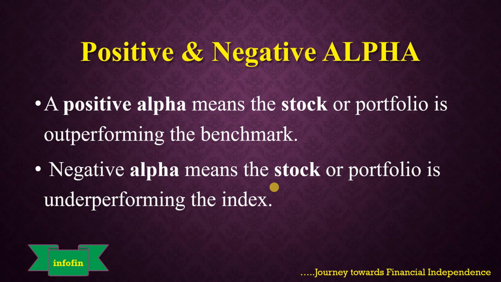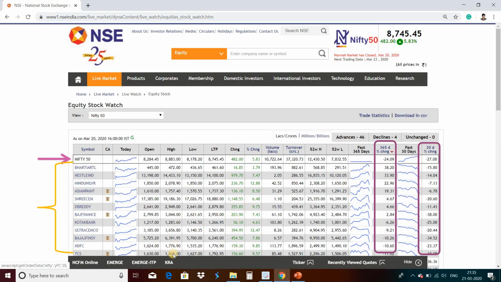Now, if the return of these stocks, or the return of the portfolio based on these stocks, is more than the return generated by the index in the last 1 year, last 1 month or last 1 week, we can term it as positive alpha. If the return is lower than the benchmark index, we can term it as negative alpha. Now, here are some examples.